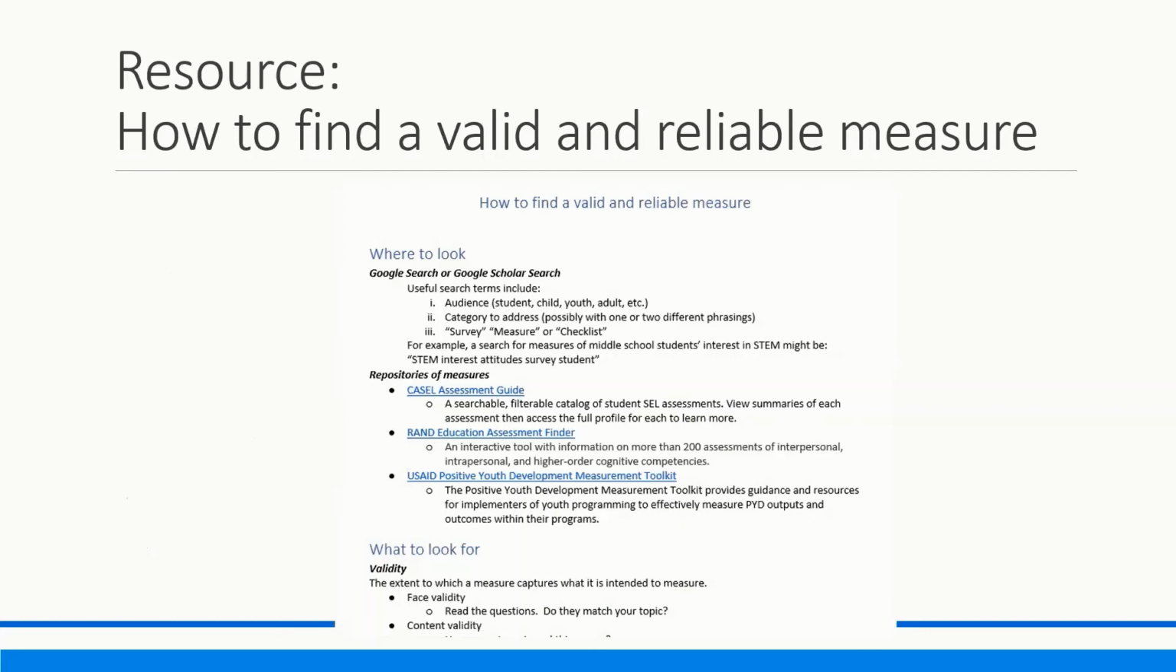And then if you aren't going to do a Google search, here's some examples of repositories of measures that you can use that capture a lot of social emotional learning outcomes or other positive youth development outcomes. And then how to look for those components of validity and reliability that we've talked about today. We hope that that example and this resource might be helpful to you as you look for those measures.